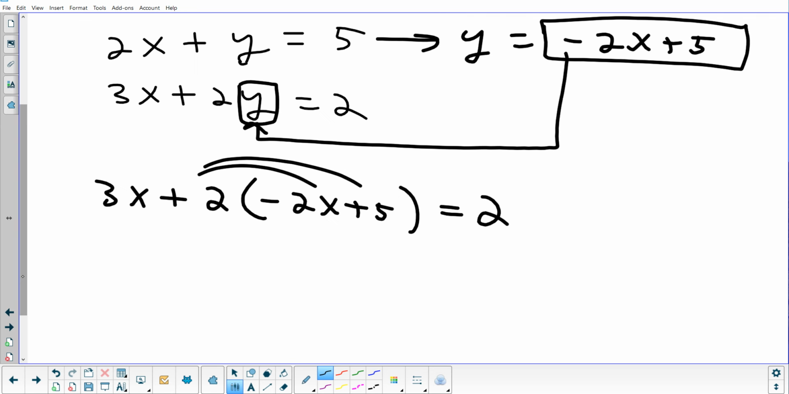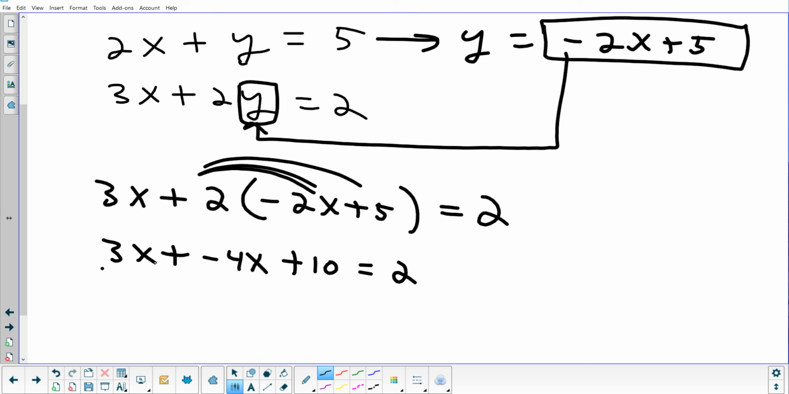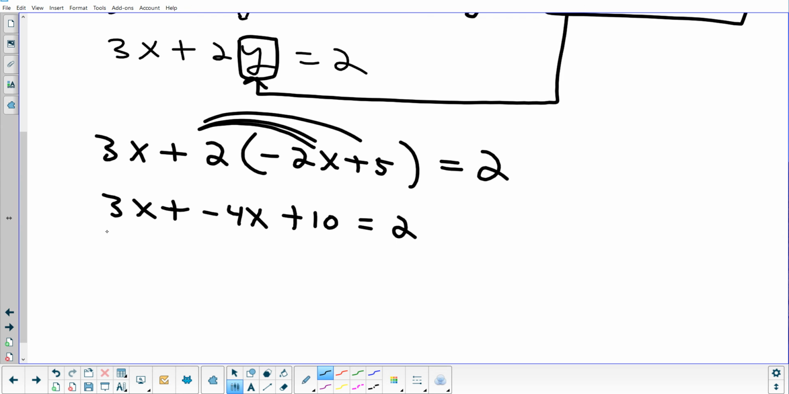So, Tyler, when I distribute that, can you tell me what I get? Negative 6x. What's 2 times negative 2? Oh. That would be negative 4x. So we have a negative 4x plus 10. Okay, combine your like terms, 3x and negative 4x. Zach, what's that going to give me when I combine them? Negative x. Yep, negative x.